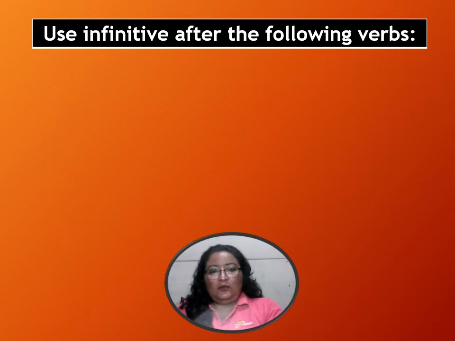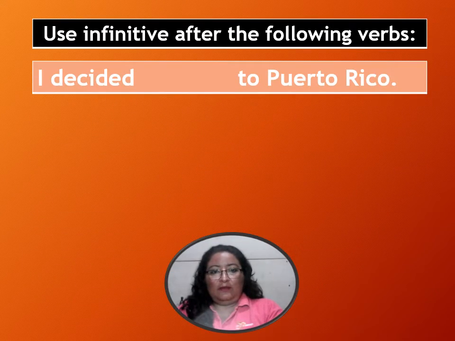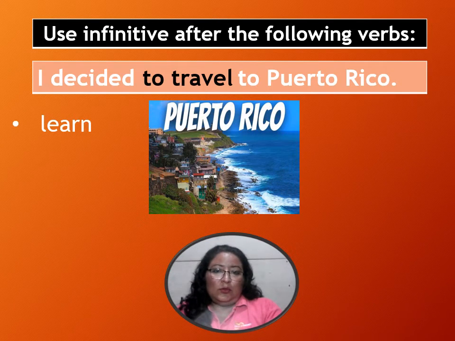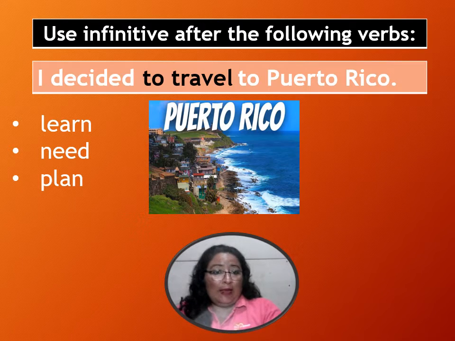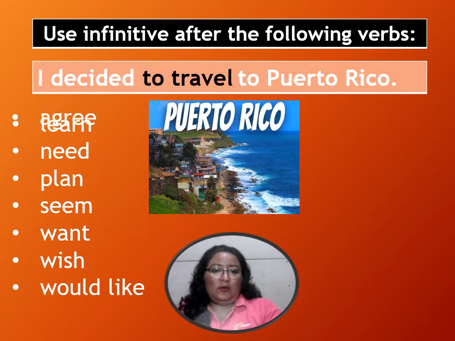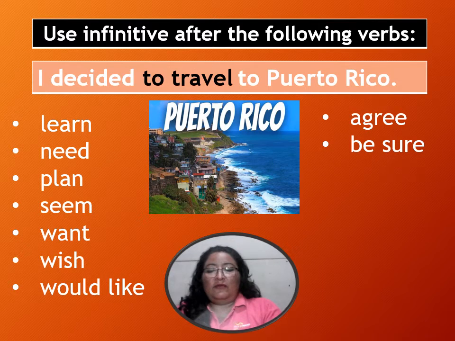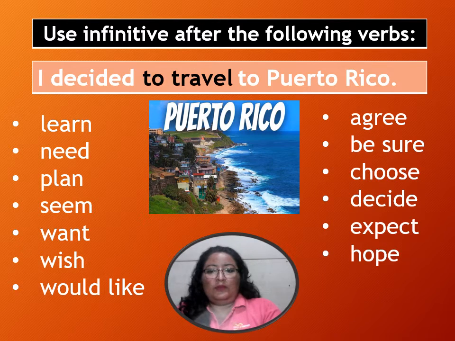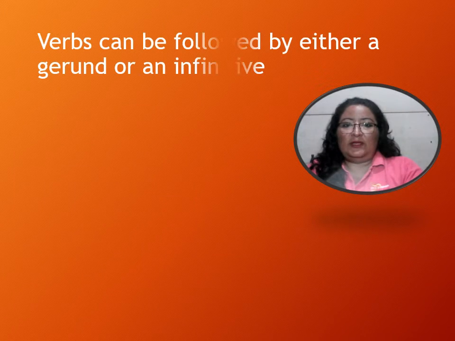Okay, use infinitive after the following verbs, but first we have an example. I decided to travel to Puerto Rico. So to travel is the infinitive form. After learn, need, plan, seem, want, would like, you have to use the infinitive form of the verb. After agree, be sure, choose, decide, expect, and hope, you have to use the infinitive.